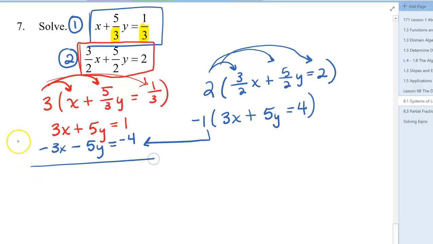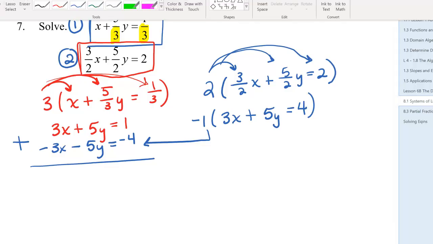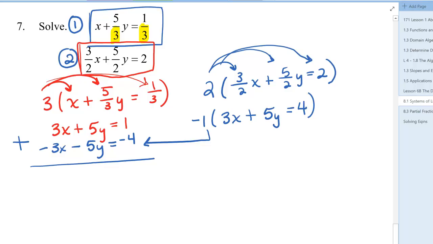Now I'm going to add these two equations together, and something interesting happens again. It won't happen all the time with elimination, but sometimes it does. So the 3x's cancel, but the 5y's also cancel. So I'm left with nothing on the left-hand side, and we represent nothing with 0.